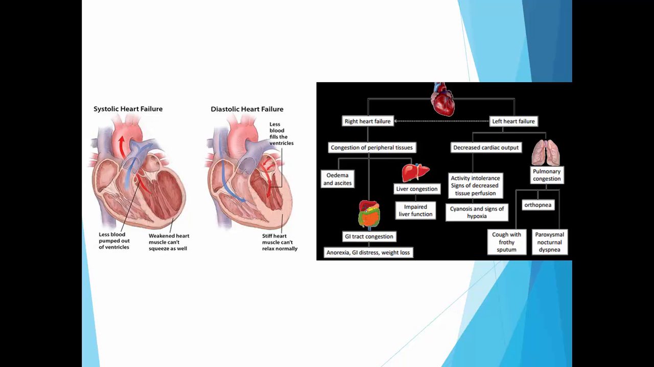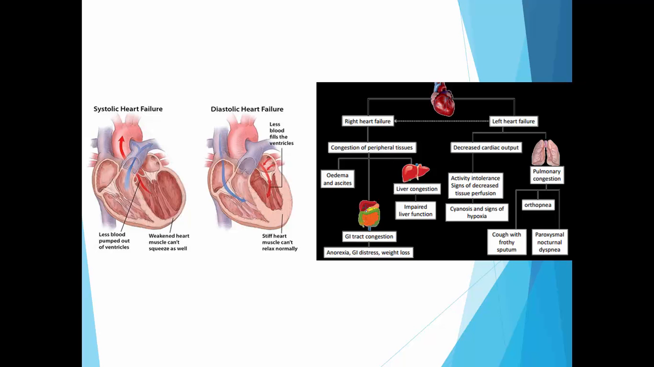So this is looking at the difference between systolic heart failure and diastolic heart failure. You can see the difference even in the ventricles, how in diastolic those muscles sort of get thicker, and you have less blood that fills the ventricles, and it can't relax as well. In systolic, you can see the lining of the muscle is thinner, and it can't squeeze as hard, so that's why the muscle has basically just sort of atrophied.